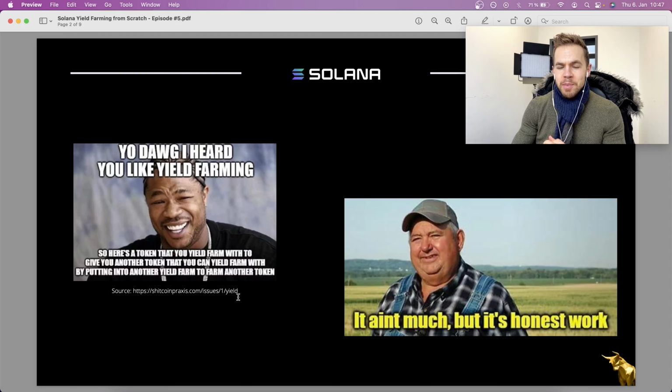You could basically have a devil on your shoulder on one side and an angel on the other side. You can imagine it like this. You can do yield farming in a really degenerative way. It's called the degen way, where you basically put a token into a token, and then you get a token, and you leverage the token, so you can do really crazy stuff. But you could also do it quite humble, and this is the humble farmer basically. He says it ain't much, but it's honest work.